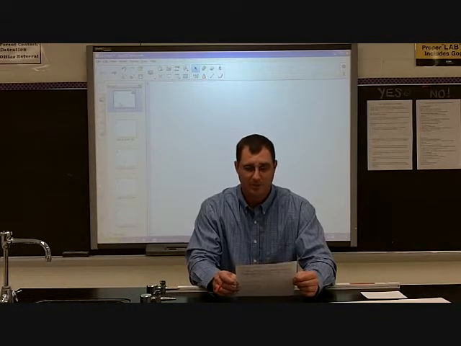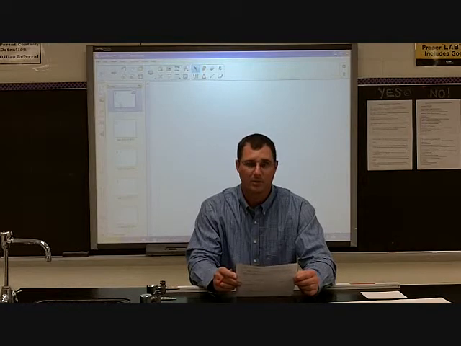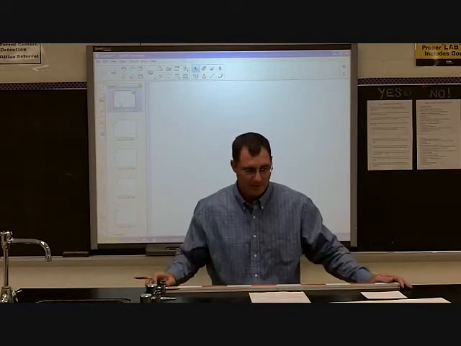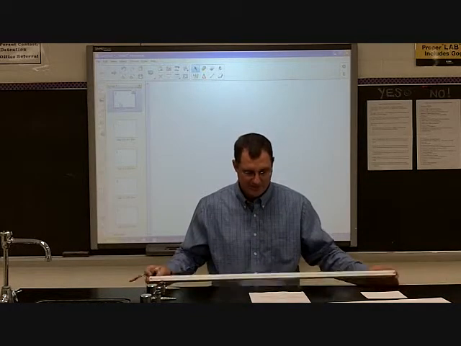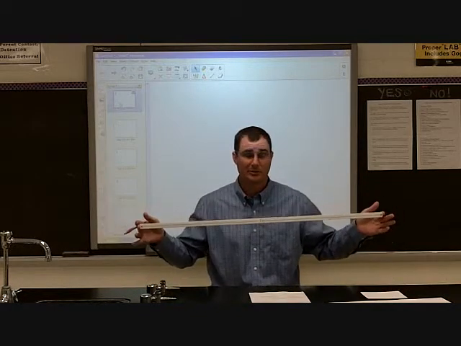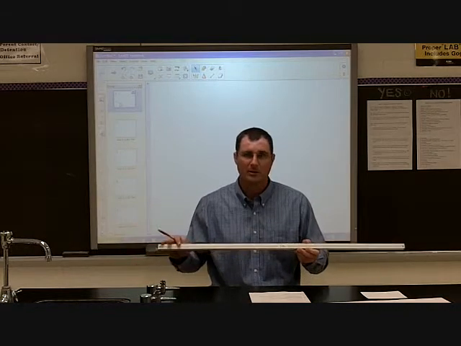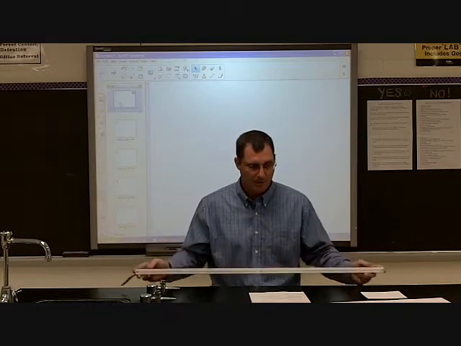For those of you that missed it or need a little extra help, we're going to run through this real quick. Starting at the top, the fundamental metric unit of length is the meter. And this is a meter stick, so of course it's a meter long. It's about the length of a yard. Okay, they're kind of comparable.